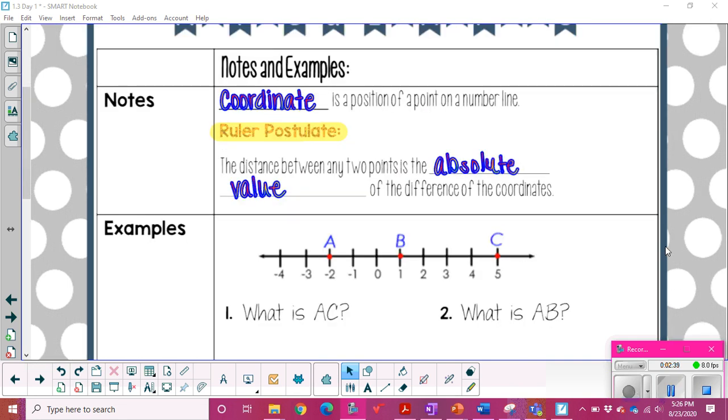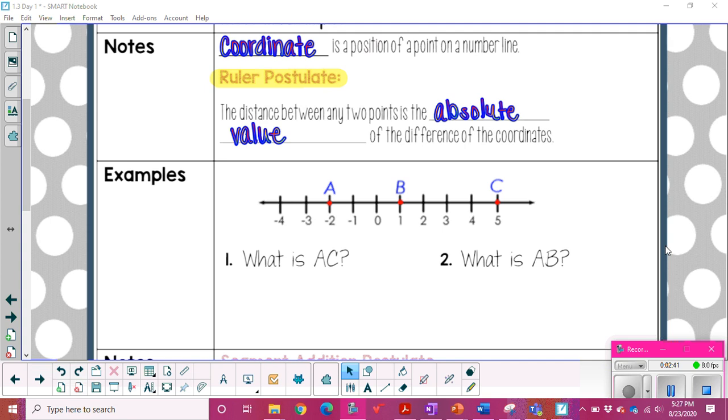Okay, so let's look at this example. It says, what is AC? Because there's no line over it, I'm asking what is the distance from point A to point C. Well, we can see that point A is at -2 and that point C is at 5. So all you have to do is write that AC is equal to the absolute value of -2 minus 5.